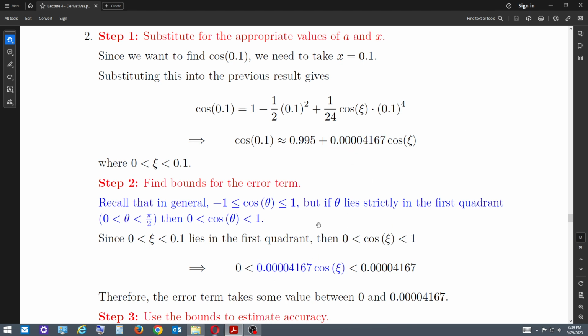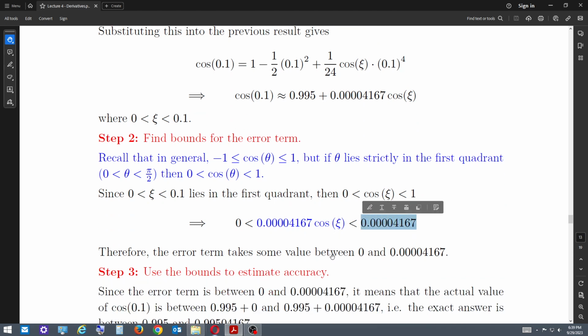So 0 times this is just 0. This number times cos of xc gives me the error term. And then 1 times this number is this. Now what I have here, this inequality, gives me bounds for my error. My error has to be greater than 0 and it has to be less than this number here. The error is some value between these two. So what I'm going to do now is use the fact that I have bounds on both sides for the error to see how accurate this is going to be.